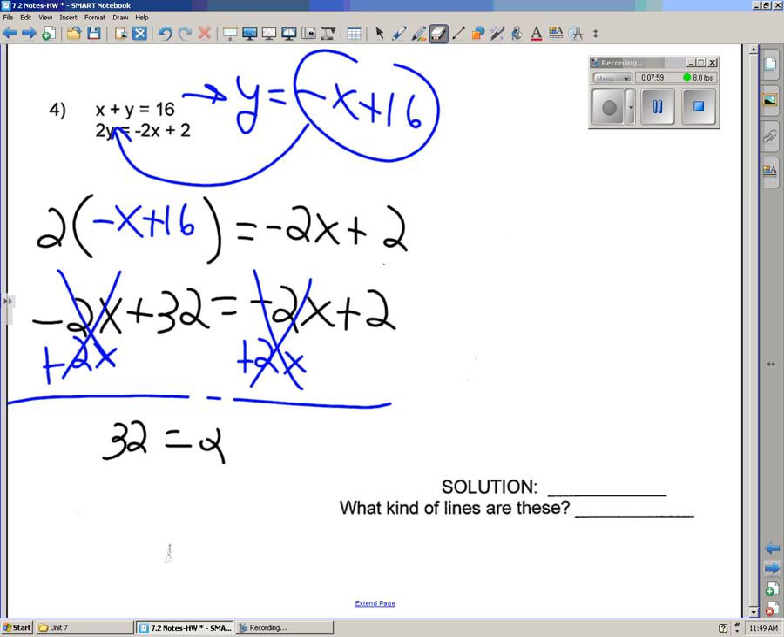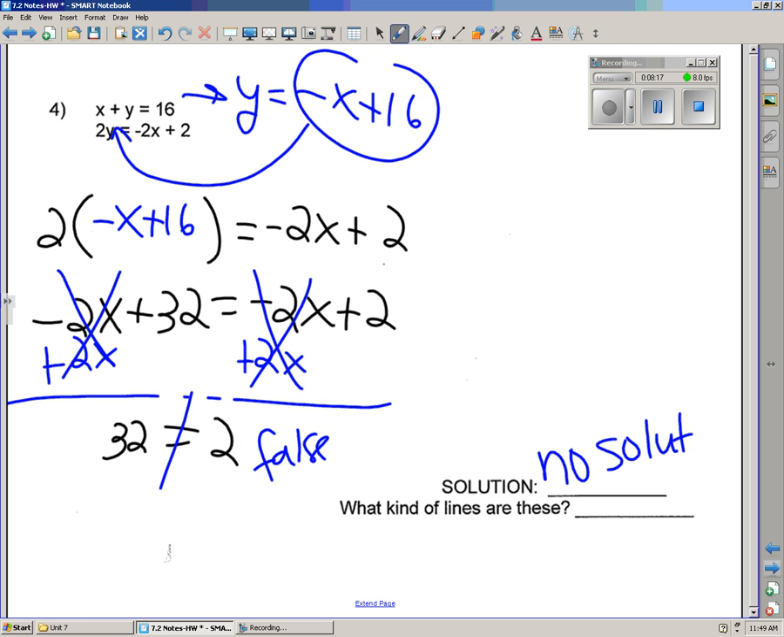Well, that is not true. 32 is not equal to 2. So you don't have a true statement. What's left over is false. What this means is there are no solutions.